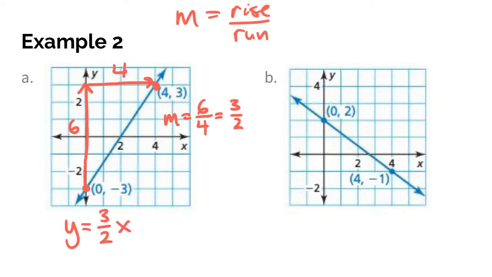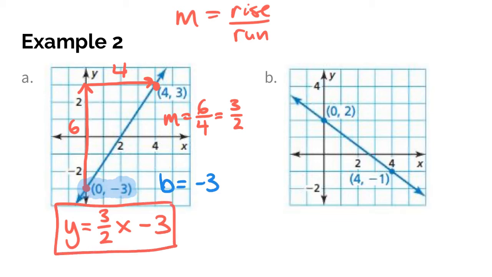And then my y-intercept is the value of y when x equals 0, which is going to be represented by this point here, (0, -3), which means that my y-intercept is going to be the y value of -3. So in my function, I would put -3 at the end. So I've now written my equation in slope-intercept form given this graph.